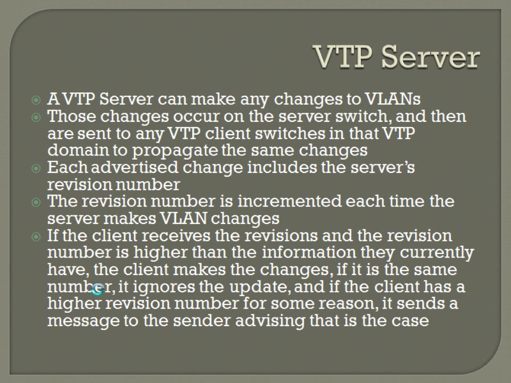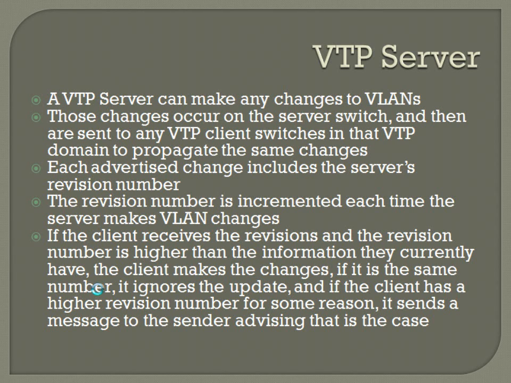If the client receives the revision and the revision number is higher than the information they currently have, the client makes those changes. If it is the same number, it ignores the update because it assumes, well, I've already gotten that revision number, I don't need to do anything. And if the client already has a higher revision number for some reason, it sends a message to the sender advising that is the case. So basically, ideally, you would probably want to have 1, possibly 2 of your switches set up as VTP servers, everything else set up as a client, except for a couple of specific situations we'll talk about in a minute.